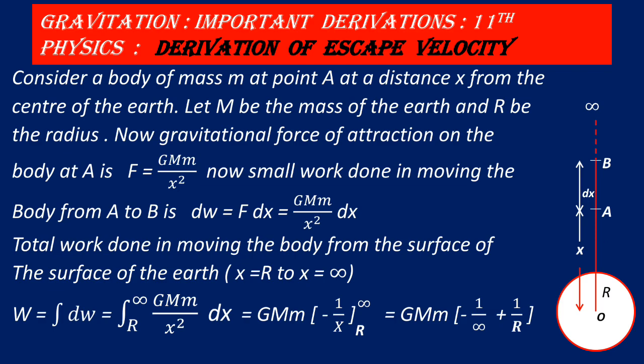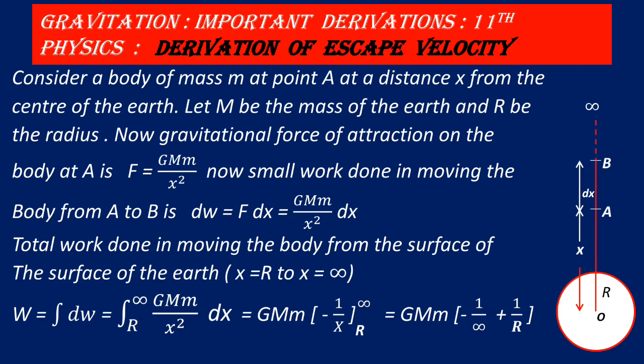Now small work done in moving the body from A to B is dW equal to F dx. Here F is replaced by G Mm by x square. So dW equal to G Mm by x square dx.